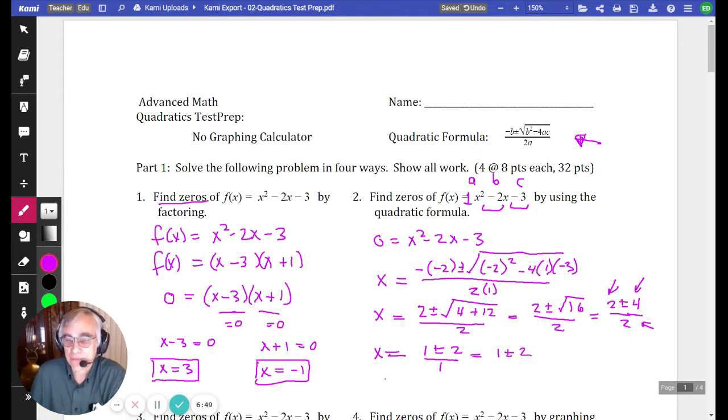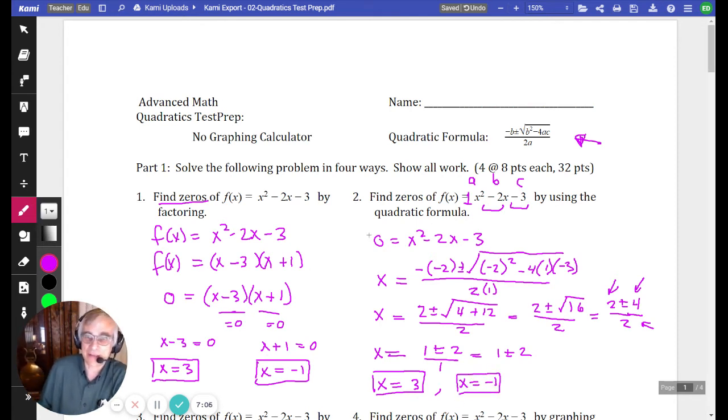So 1 plus 2 is 3. That's one solution. And 1 minus 2 is negative 1. So x equals negative 1 is the second solution. And we're happy with that because it matches the answer that we got for number 1.